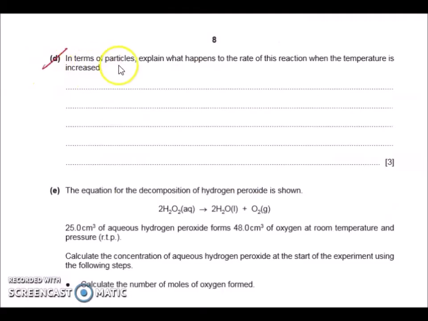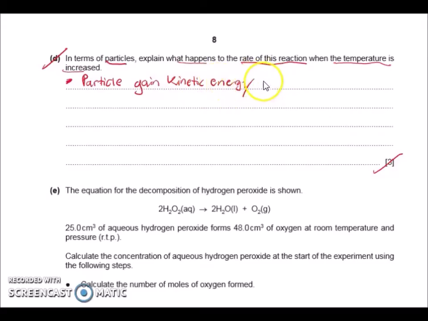Okay, for the D, in terms of particles, explain what happened to the rate of this reaction when the temperature is increased. So here we have 3 marks, so I'll give you 3 points. Okay, so I'll start from here. So what happened to the particles is particles gain kinetic energy. So their movement is at very high speed, and they move faster. Okay, they move faster. So this is 1 mark.